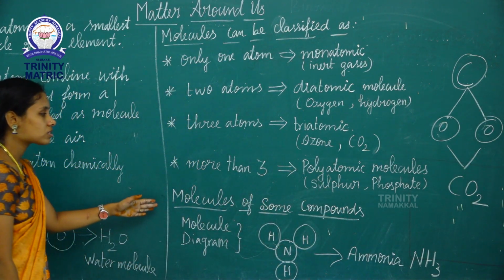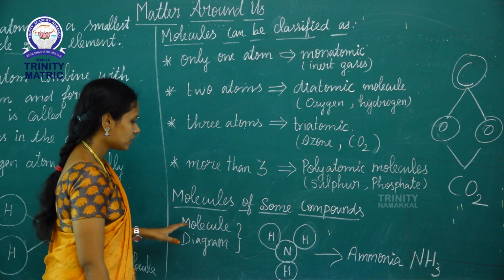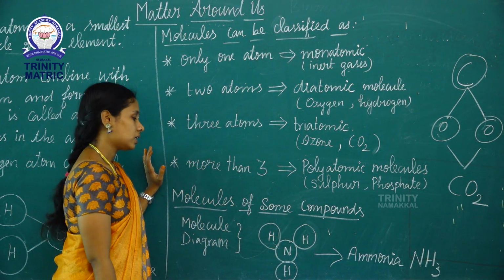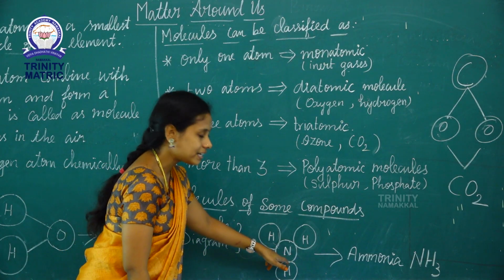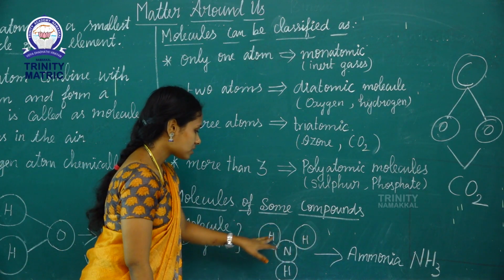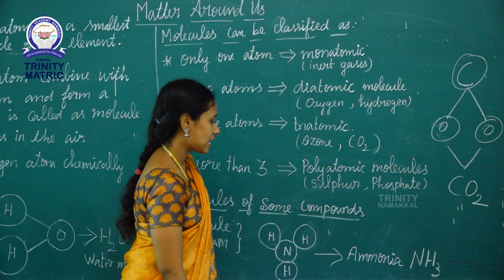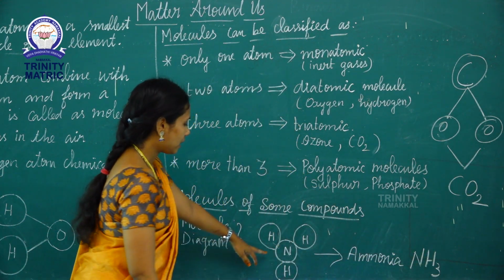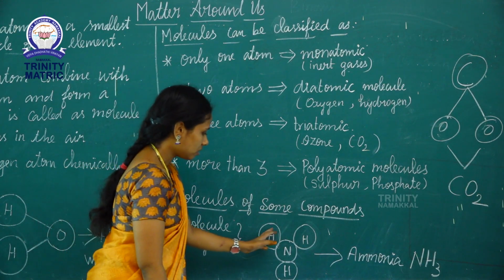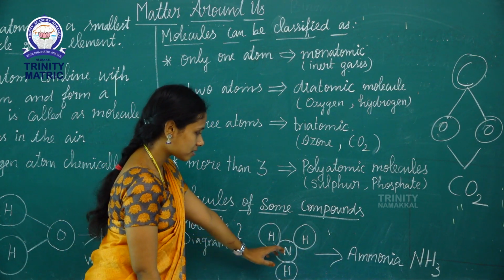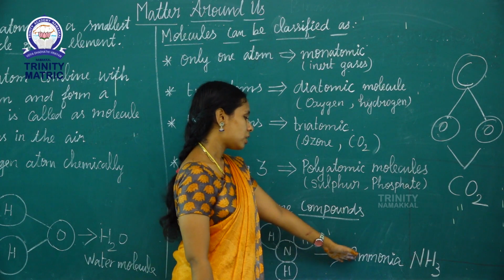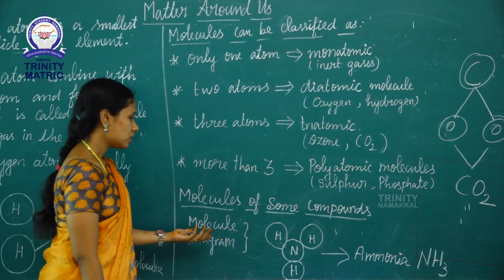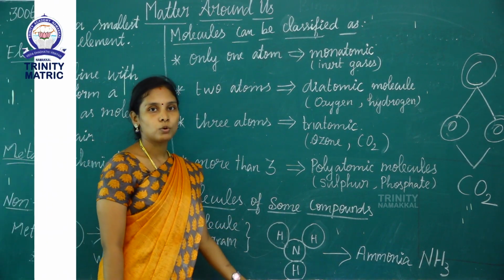Next, molecules of some compounds. Okay, this is the molecule diagram of ammonia. One nitrogen atom combines with three hydrogen atoms. It gives ammonia, NH3. One nitrogen atom combined with three hydrogen atoms gives the ammonia molecule, NH3. This is the molecule diagram of the compound ammonia.